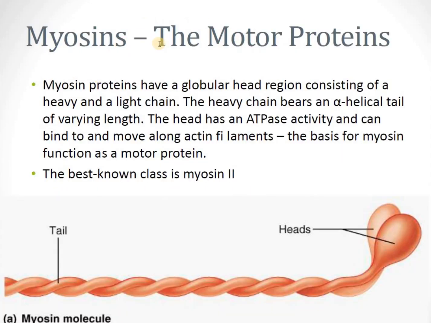So next, the myosin motor proteins. Myosin proteins have a globular head region consisting of a heavy and a light chain. The heavy chain bears an alpha helical tail of varying length. The head has ATPase activity and binds to the moving actin filament. The best known class of myosin protein is myosin 2. So this you can see, two heads and one tail.